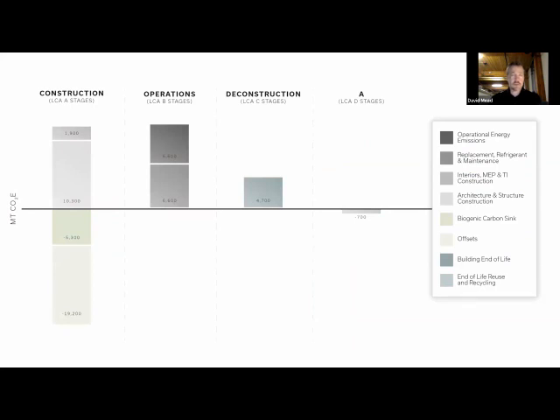This is from a project we worked on, illustrating some examples of this. With this project, we were looking at wood construction. There's a lot of interest in biogenic carbon in the industry right now and the benefits of that. This is showing that as a negative value, so you can see it being sequestered here. We also have emissions from architectural and structural, interiors, MEP, and TI.